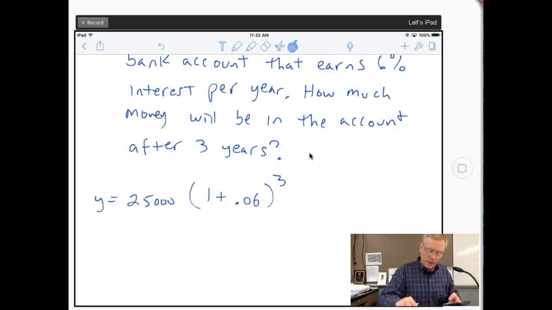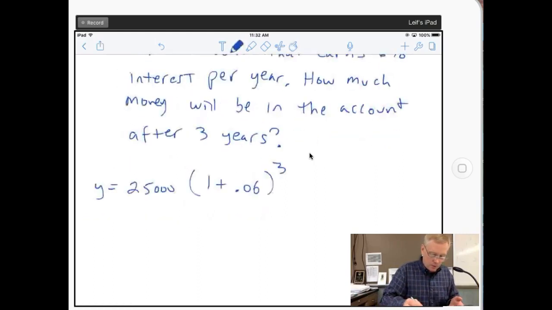Third. Make sure you do the exponent first and then multiply. That's the easiest mistake to make. I see kids who do these problems and then they write down their answer, they multiplied by 25,000 and they get 25 million or something. And I said, geez, that would be really nice.